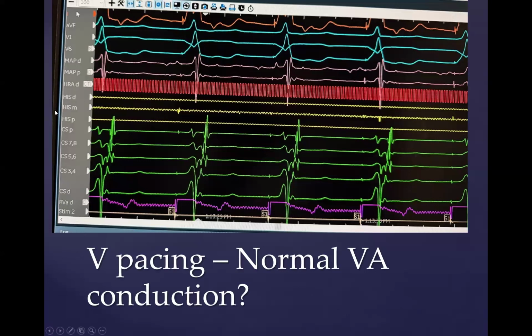All righty, so this is from an EP study, and what we see here is ventricular pacing. And the question I'm posing here is: is this usual or normal ventricular atrial conduction or not? So why don't we ask Dr. Mukhopadhyay what she thinks?